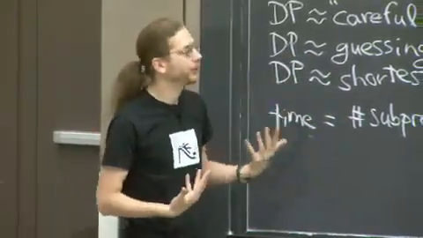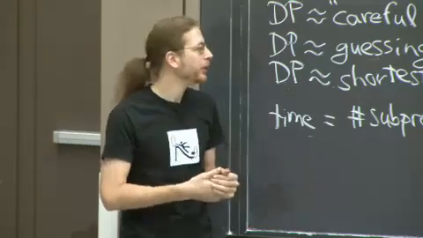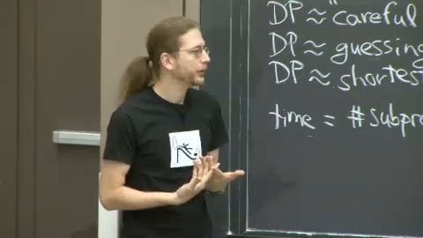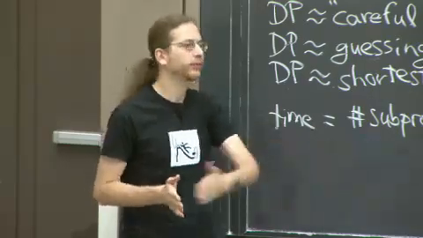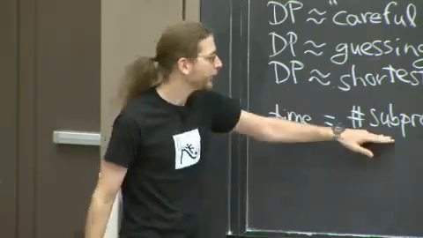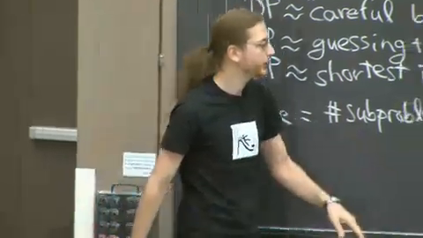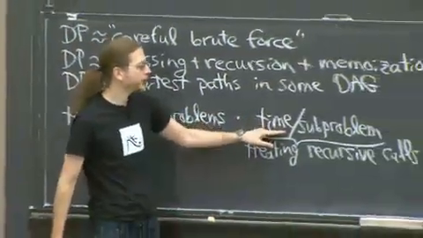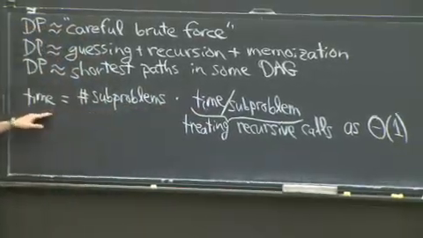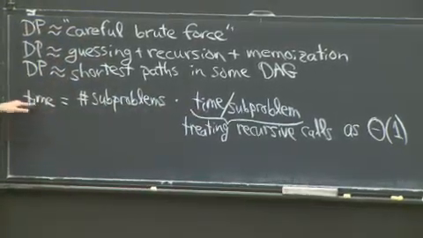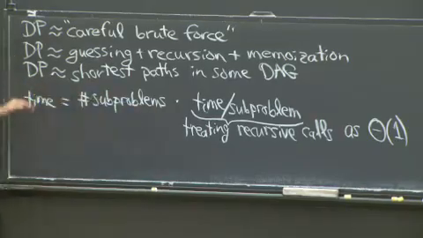Like with Fibonacci, we wanted the nth Fibonacci number, but along the way we're going to compute all of f1 up to fn. Those are our subproblems. If we compute the amount of time we need to solve each subproblem and multiply that by the number of subproblems, we get the total time required by the algorithm. This is a general true fact.